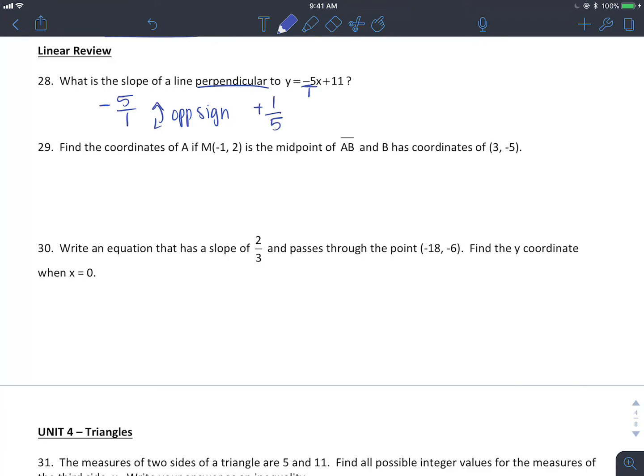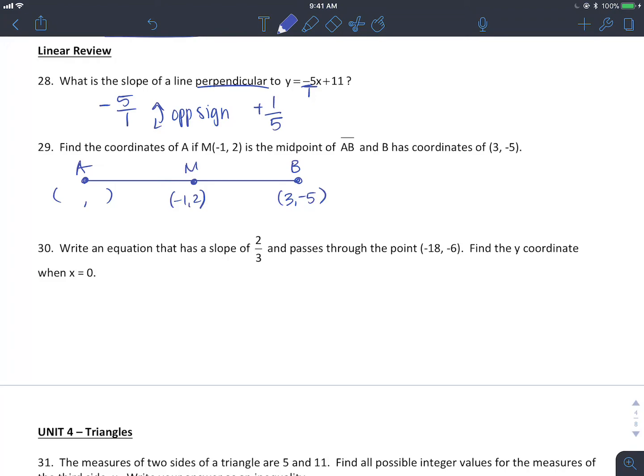All right, on number 29, we can do 2 things. We can either use our midpoint formula, or we can do it this way. So we have A, B, and M is our midpoint. M is at -1, 2. Then it tells us that B is at 3, -5. And we want to know what our x and our y have to be for our A.